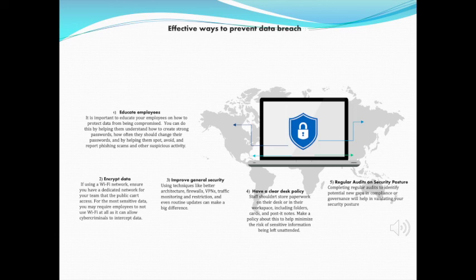And the third most important strategy would be to improve general security. Improving your general security is an important step as well. This is a huge and multifaceted topic, so it's important to be comprehensive here. Using techniques like better architecture, firewalls, VPNs, traffic monitoring and restrictions, and even routine updates can make a big difference.